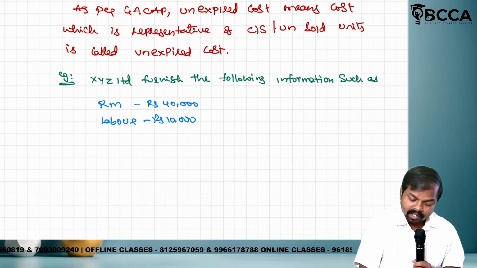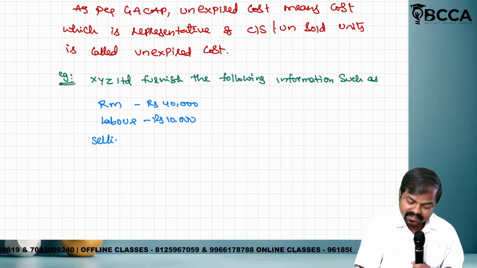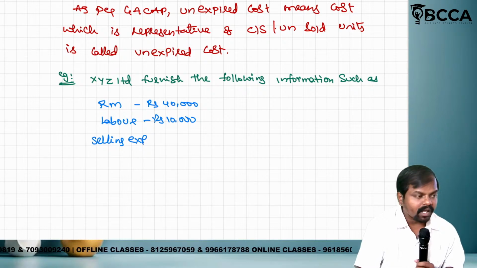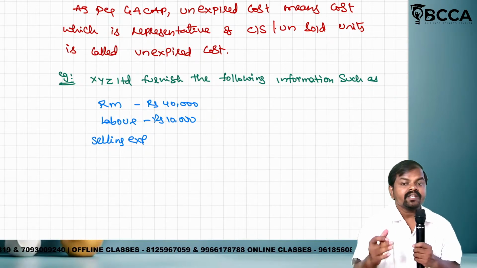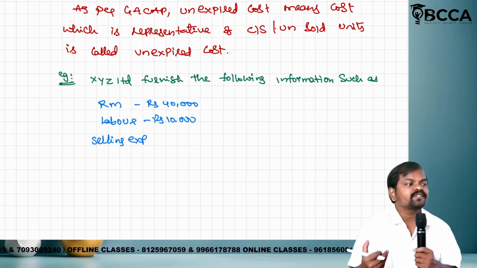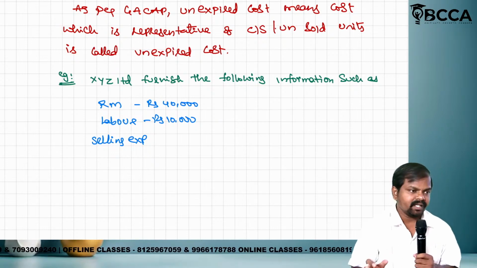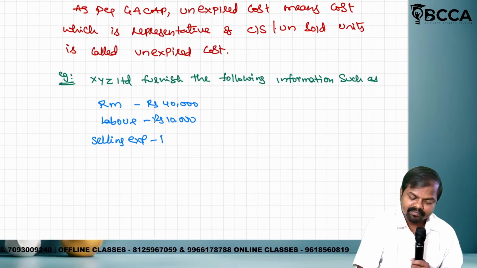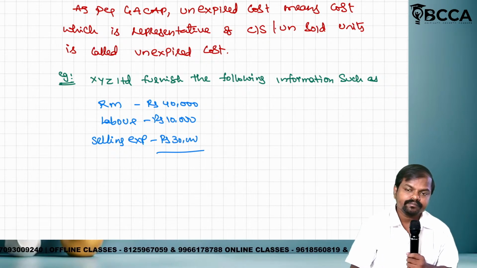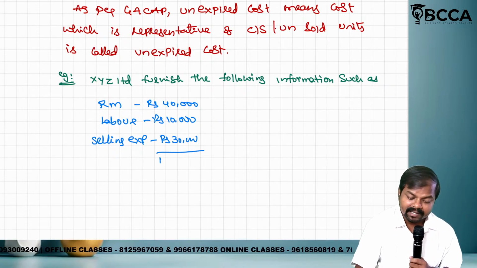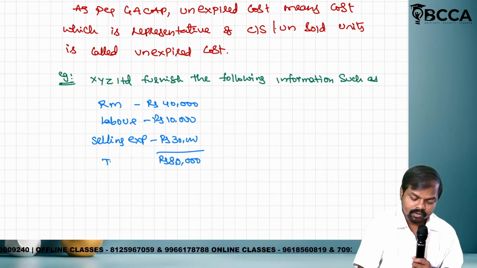Selling expense, you know? Selling expense means salesman commission, salesman brokerage, like that. Selling expense, they spend 30,000. How much total? 80,000 rupees they spent as total cost.